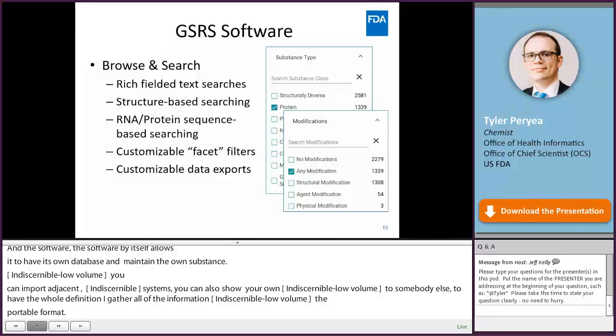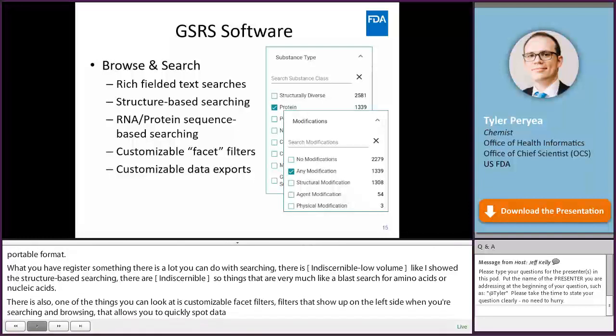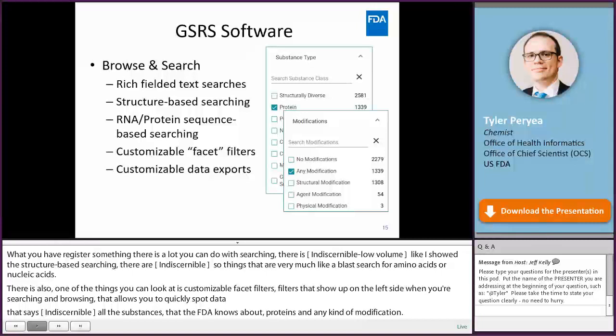There's also one of the things we use the most at FDA, at least, is the customizable facet filters. These are those filters that show up on the left side when we're searching or browsing that allow us to quickly slice and dice the data to say, find me all the substances that FDA knows about that are proteins that have any kind of modification to them. There's a huge number of these facets that we tend to use, and they're very customizable. So, we know that a lot of people using the software add their own, and it's quite easy to add your own. You can also have customizable data export formats.